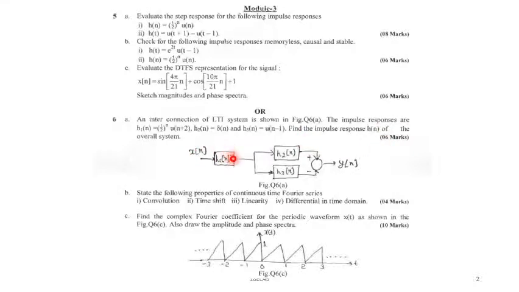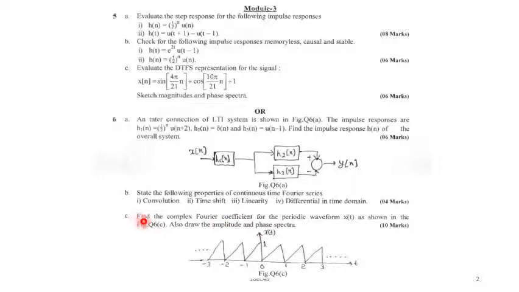So here two systems are connected in parallel and one is connected in cascade. These two are added and it is multiplied with h1 of n, so the output will be in terms of h of n. Next question is state the following properties of continuous time Fourier series. Just write the statement of the following properties: convolution, time shift, linearity, differentiation in time domain. That's for 4 marks.